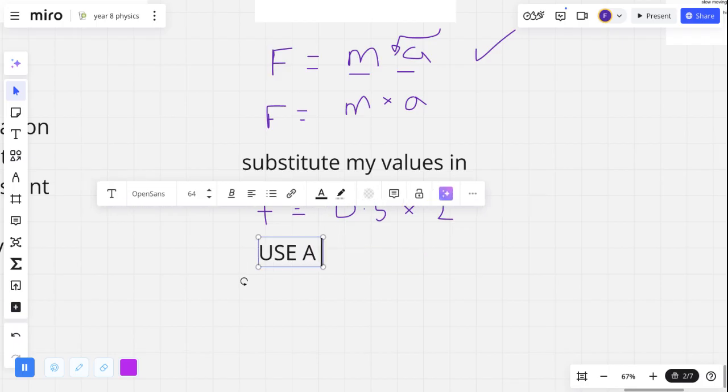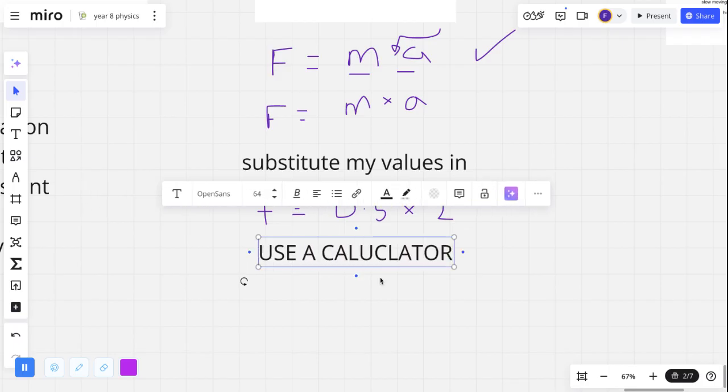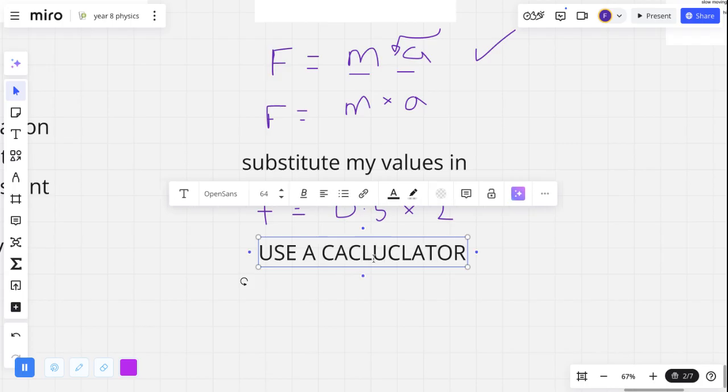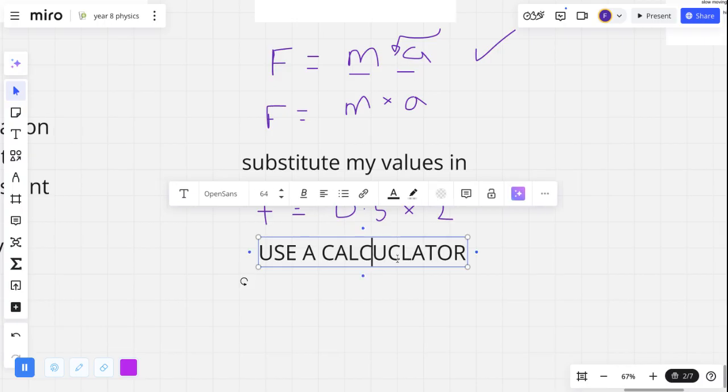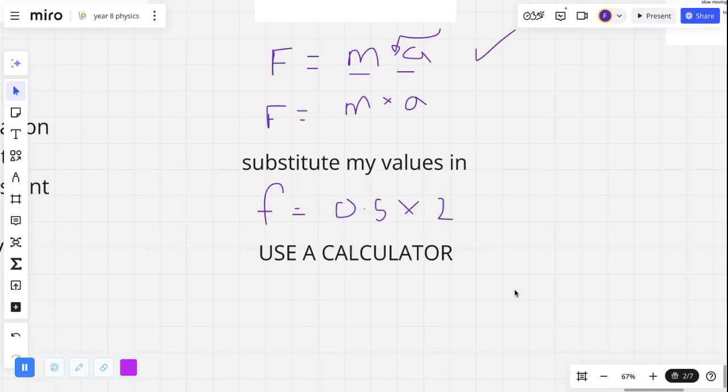Use a calculator. Right? I don't care where you're getting it from. I really don't. Use a calculator. Oh, look at that. Calculator. All right, use one. Put it in there. F equals MA. 0.5 times 2. F equals 2 newtons.